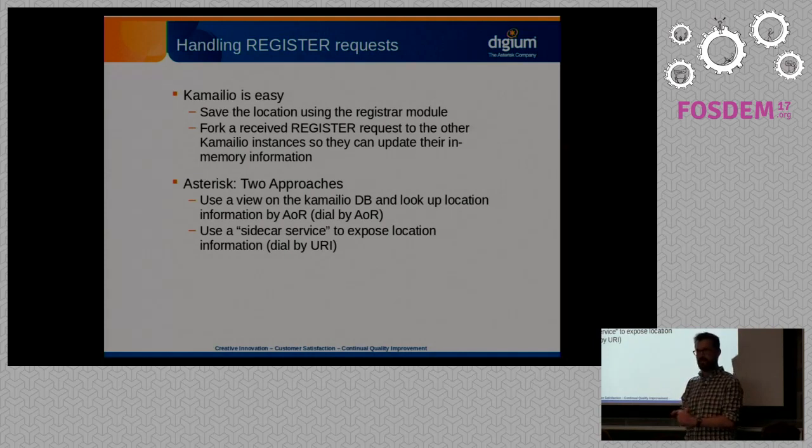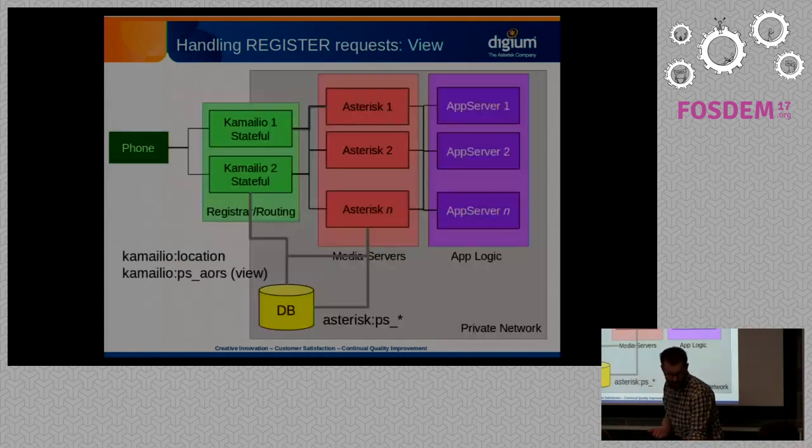The second option is I can build what we like to call sidecar services. And these are little tiny microservices that you stand up that expose some information in Kamailio off to Asterisk in a way that it can more easily consume. In which case I'm going to be dialing by URI.